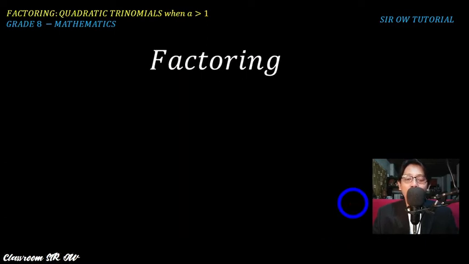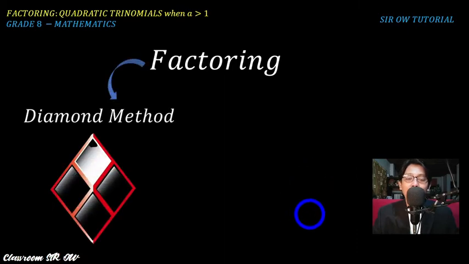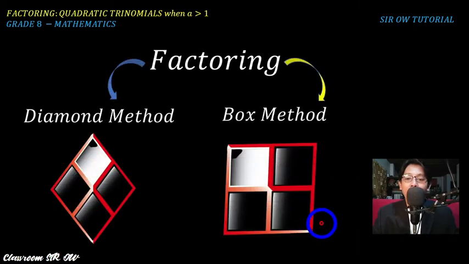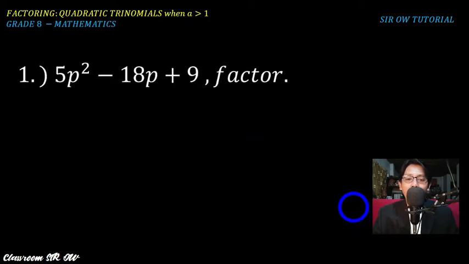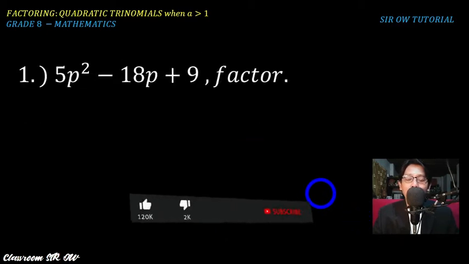Actually, I will be presenting two methods. We will be combining these two methods for us to solve the factors of the given quadratic trinomial. The first one is the diamond method and the other one is the box method. Now, for us to appreciate how these methods work, let's have an example. Let us say 5p squared minus 18p plus 9, and we are asked to factor this out.